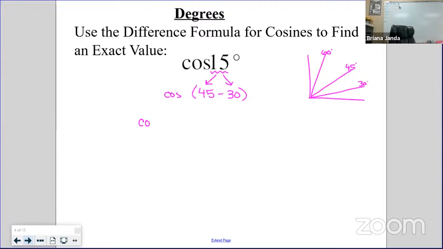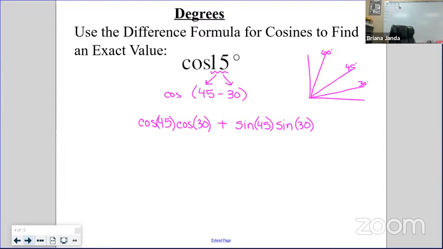Cosine of our first angle being 45 degrees, cosine of the second angle, which is 30, plus, because that's what our formula tells us to put there, sine of the first angle, sine of the second angle. Now I should have four little problems up there that are unit circle questions that I can do.